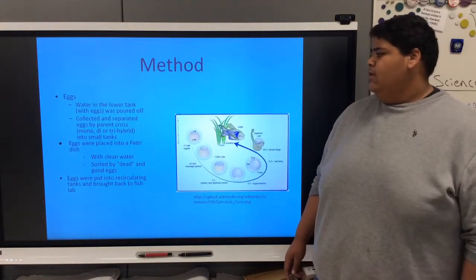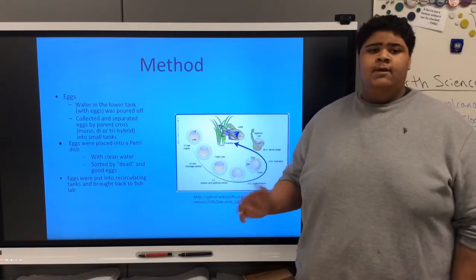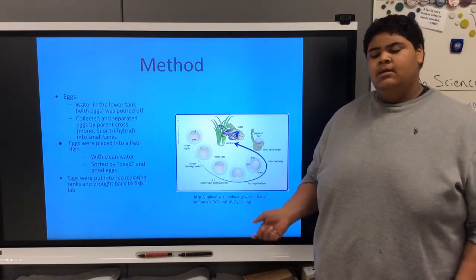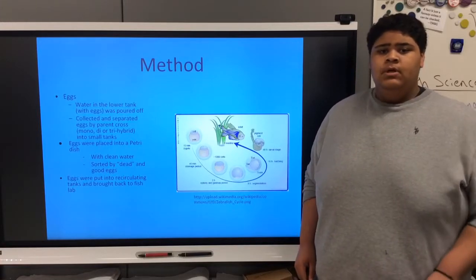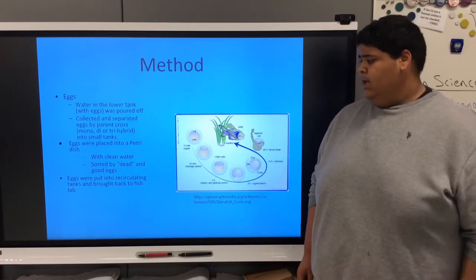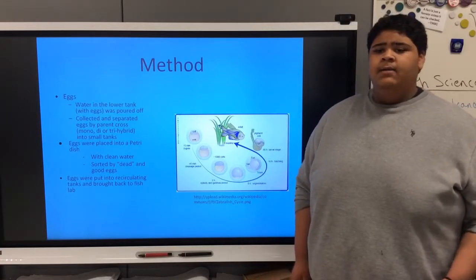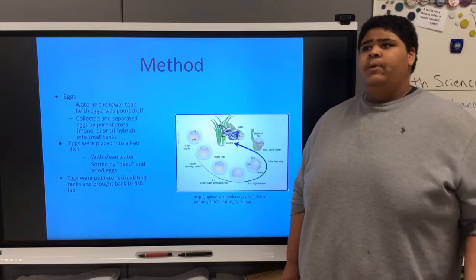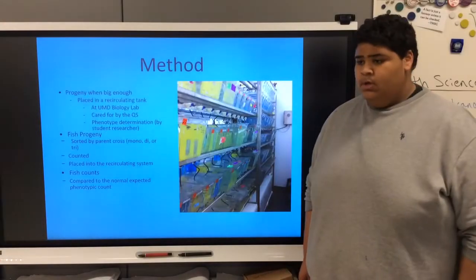I collected the eggs from the lower tank, poured off the excess water carefully, and collected the eggs in a petri dish and brought them upstairs into the fish lab. I used a microscope to sort the eggs into good and bad. Under a microscope the bad eggs were black and the good eggs were a clear color.